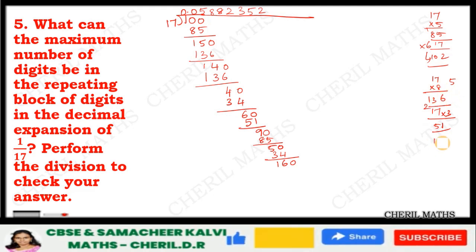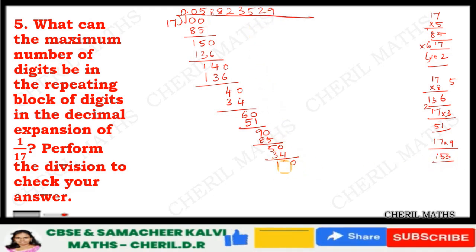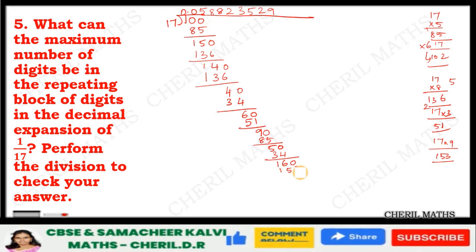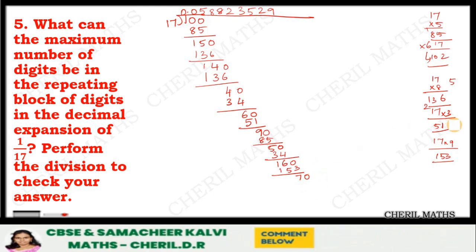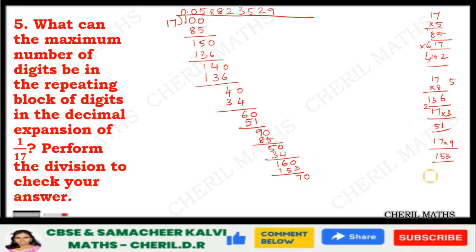So let me multiply it by 9. So what will I get? 17 into 9 is 153. So I'll put 9, I'll put 153, so the remainder is 7, then 0. Again, nearing 70, I have 3 times 17 is 51, so let me try 4.